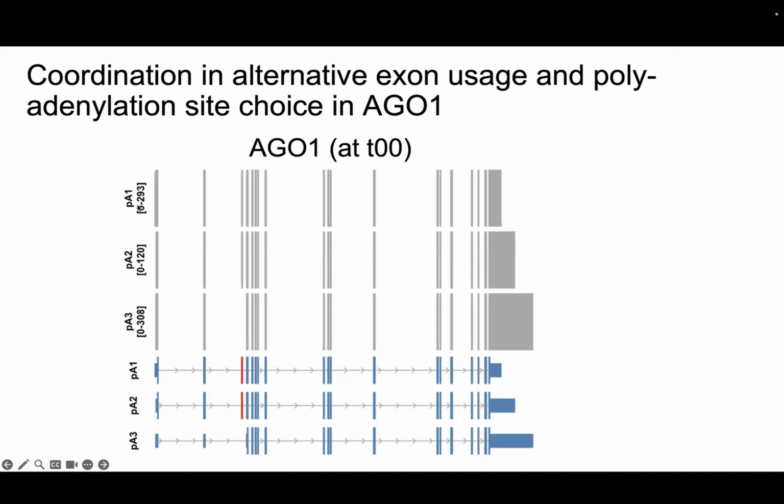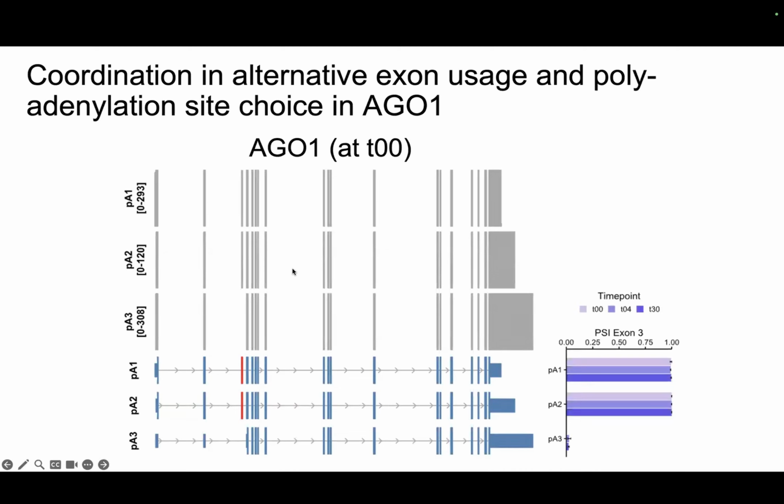Oh, and I should mention up here, these numbers indicate read coverage. For example, for poly-A site 1, in this example we have 293 reads. We can then quantify the inclusion of this red exon using a standard percent spliced in analysis. These numbers indicate that exon 3 is always included for isoforms that include polyA site 1, and 0 or close to 0 indicates that the red exon is never included when the isoform is using polyA site 3.